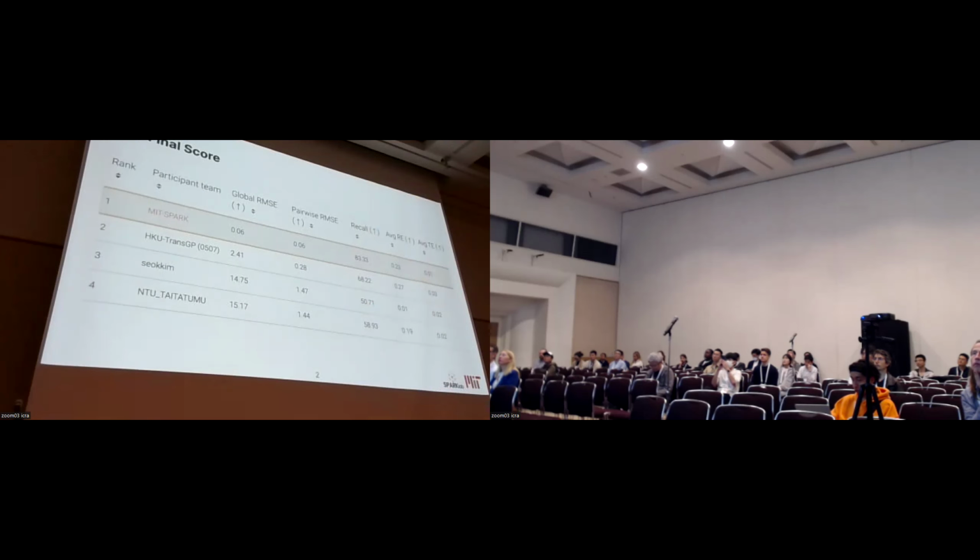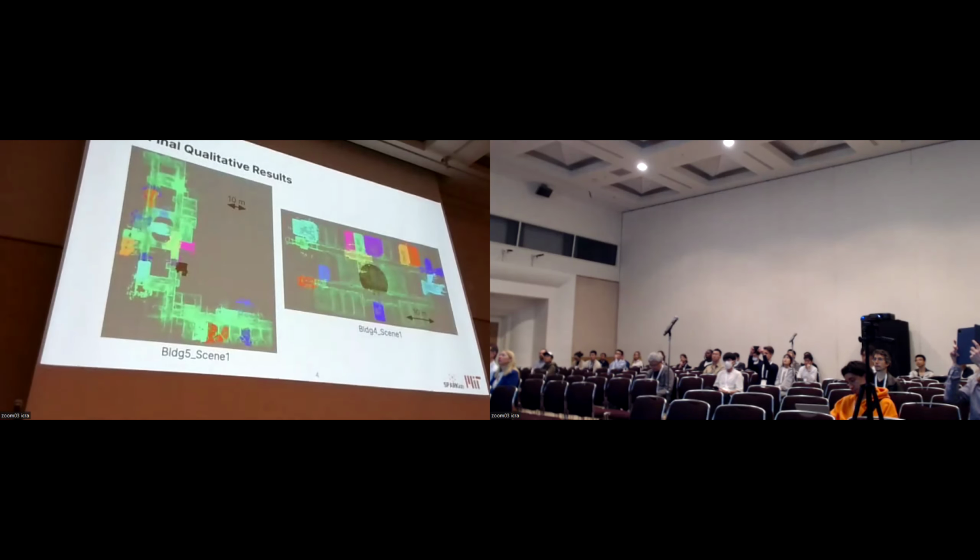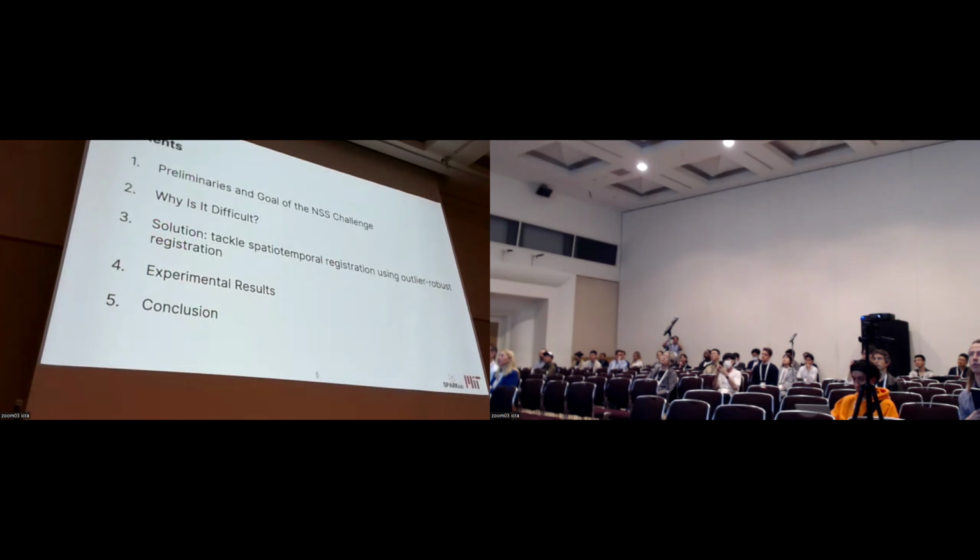So this is our final score, and as I think you already showed, the criteria in this challenge. And here are some qualitative results that we have. The light green scans here are the given scans, and the colored ones are what we're trying to predict and estimate on the competitor's side. So let me dive more into the details.